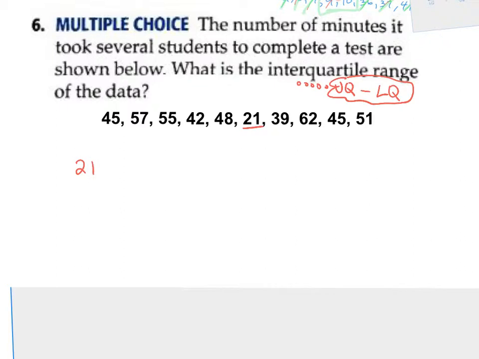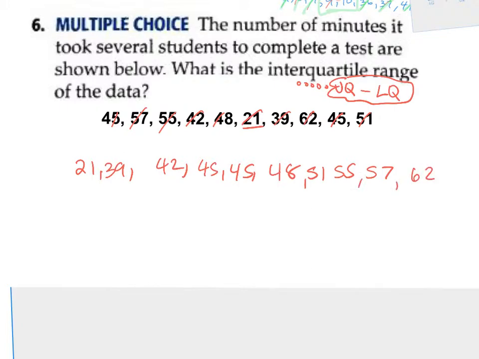The lowest is 21, then comes 39, then we have 42, there's two 45s, 48, 51, 55, 57, and 62. Just count to make sure that you've got all of them. 1, 2, 3, 4, 5, 6, 7, 8, 9, 10.